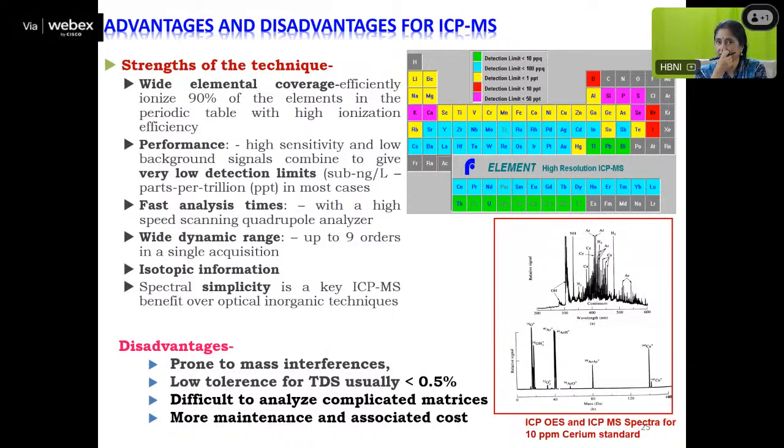Performance-wise, high sensitivity and low background signal combine to give very low detection limits, sub-nanogram per liter, or parts per trillion or parts per quadrillion also. There is fast analysis time with a high-speed scanning quadrupole analyzer, and a wide dynamic range up to 9 orders in a single acquisition. Isotopic information is also possible, which was not available in spectrometric techniques where you use photons as your signal. There it is very difficult to get isotopic information, but here you can get it because the ions are separated based on their mass to charge ratio.